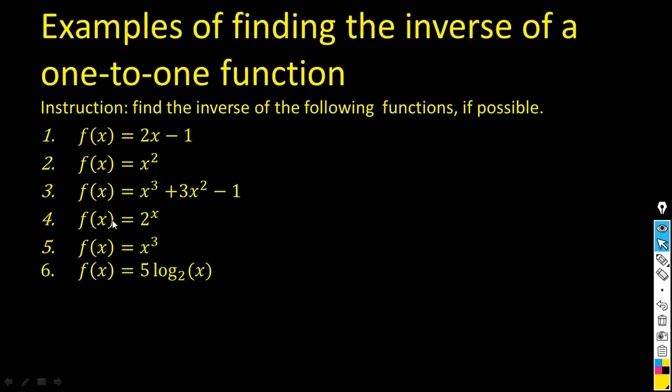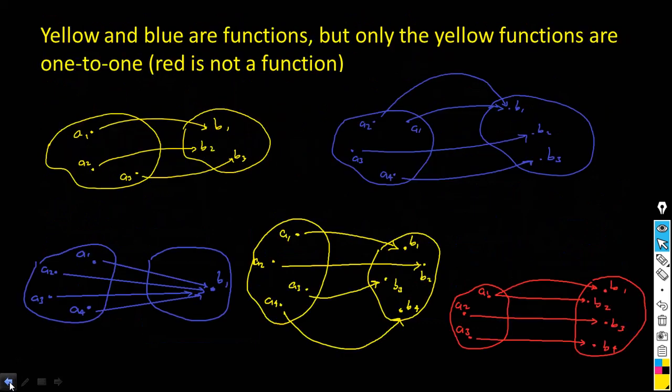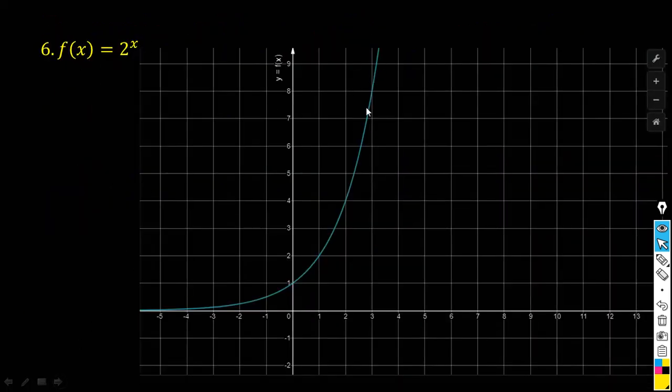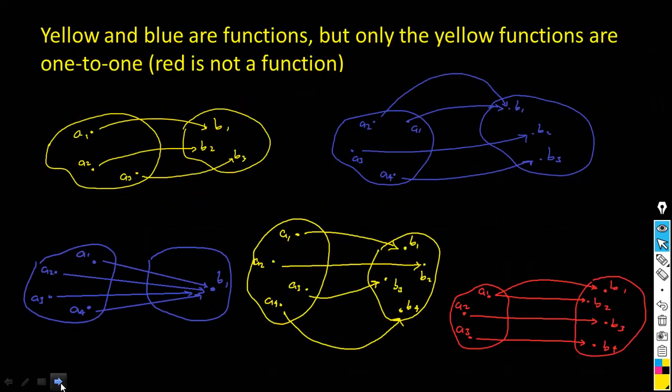Number 4, f of x equals 2 to the x. We have already graphed this function. So it's over here. You can see this is the graph of the function, and again, any horizontal line cuts the graph at most at 1 point. Can you see? So this function is reversible. We can actually find the inverse of this function. So let's do it.